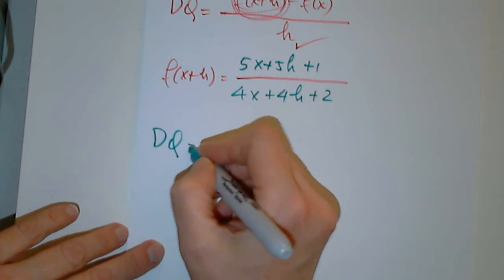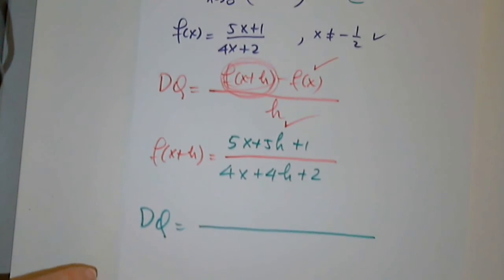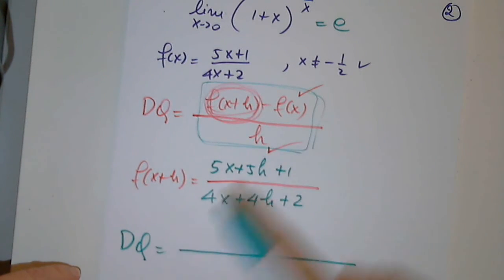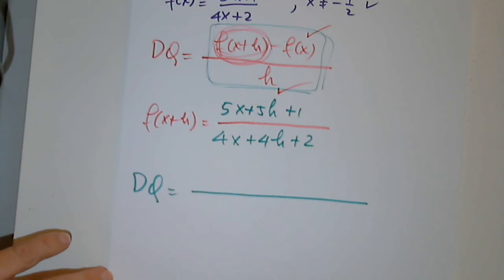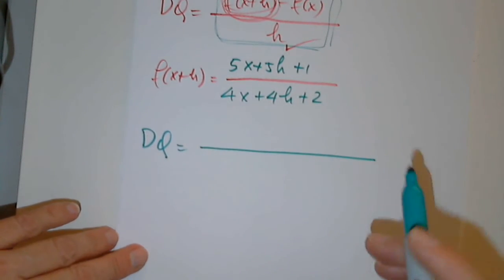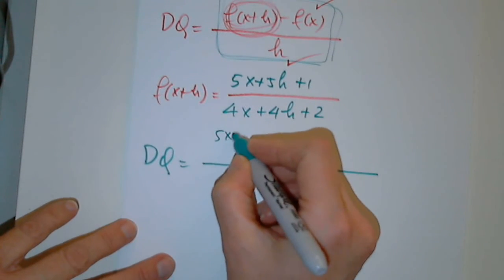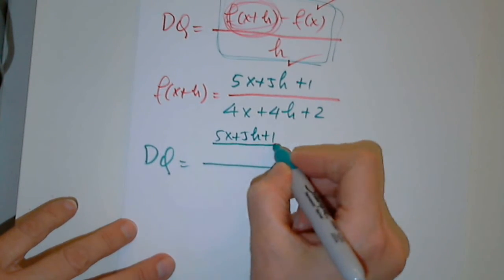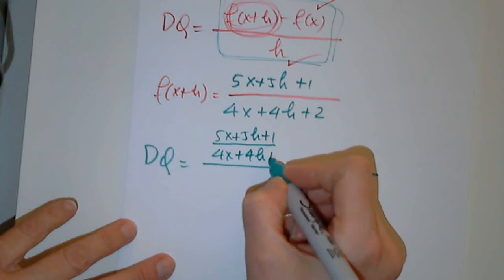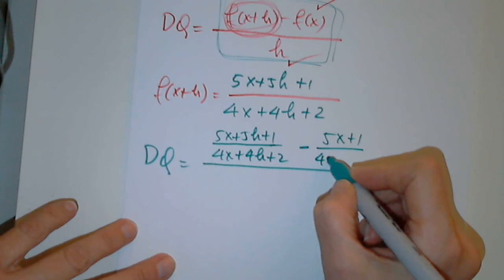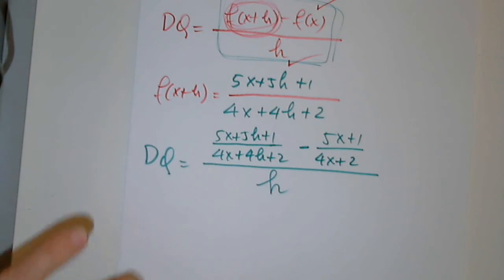So I'm gonna say the difference quotient. In the previous class in pre-calculus, I gave my students the definition. But moving forward in this class, we can't. We have to remember the definition of the difference quotient, or the formula if you want to call it. So obviously I'm going to copy this instead of this, and I get 5x plus 5h plus 1 over 4x plus 4h plus 2, minus 5x plus 1 divided by 4x plus 2, everything over h.